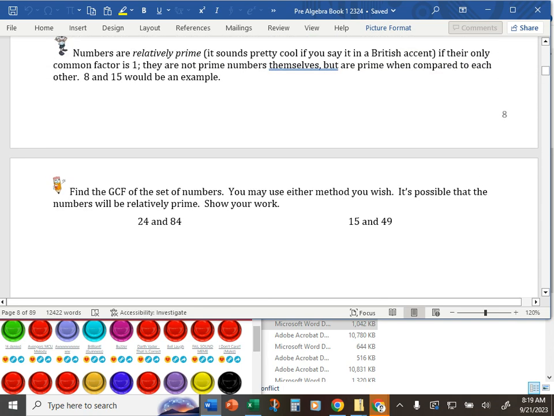Numbers that don't have a GCF, just throwing this out there, are considered relatively prime. If you can do a great British accent, that phrase sounds super cool. Matthew's got the floor. Matthew, go ahead. Numbers are relatively prime.